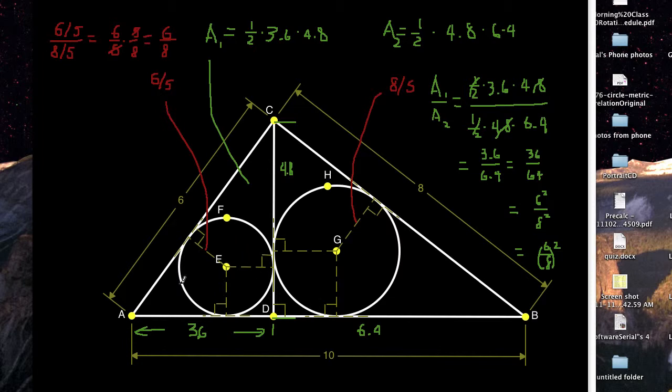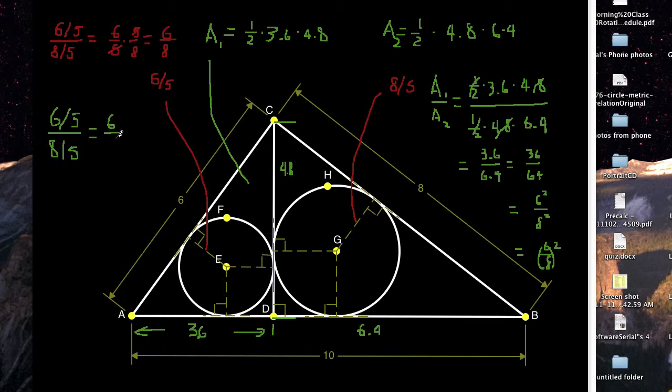In a similar fashion, we can compute the area of this circle and the area of this circle. I've computed the radius of this smaller circle, which I said is 6 over 5, and the radius of the larger circle is 8 over 5. Notice, by the way, that the ratio of the two radii is 6 over 8.